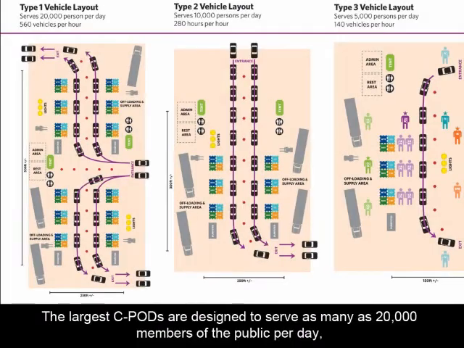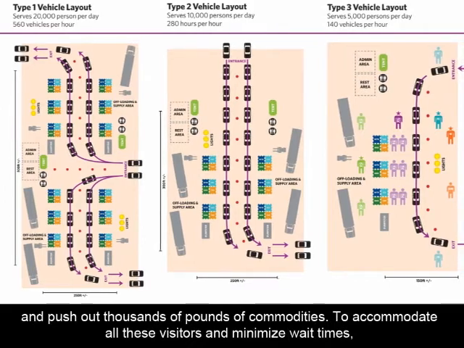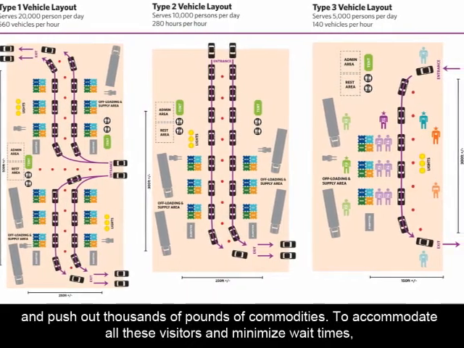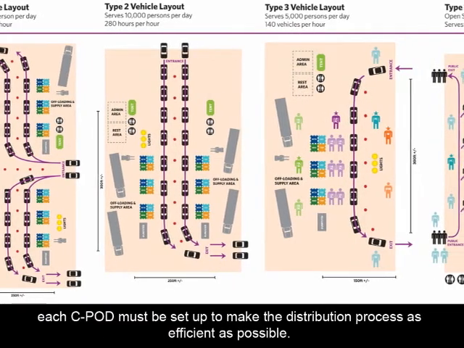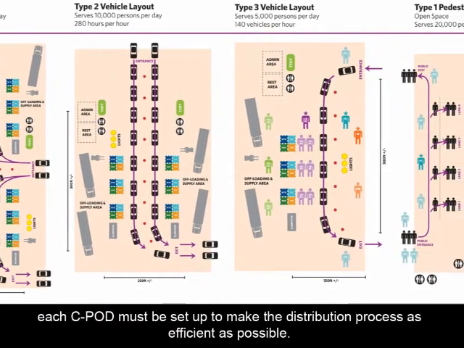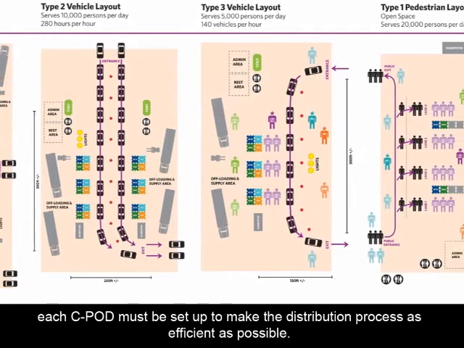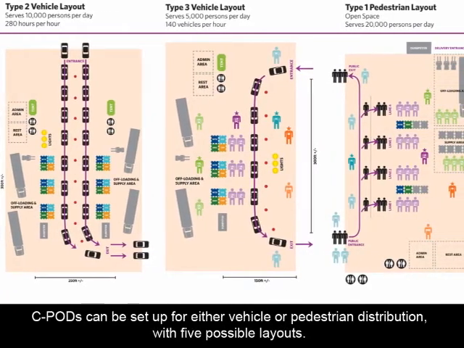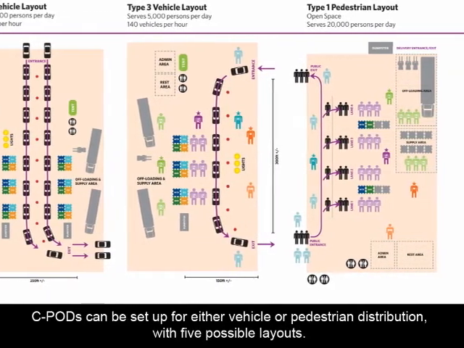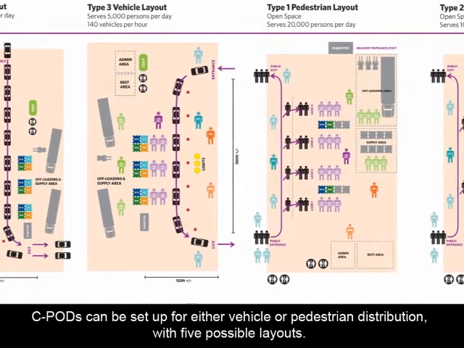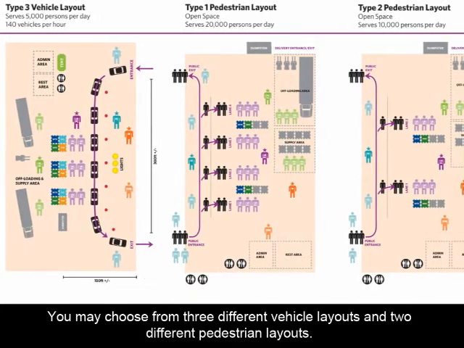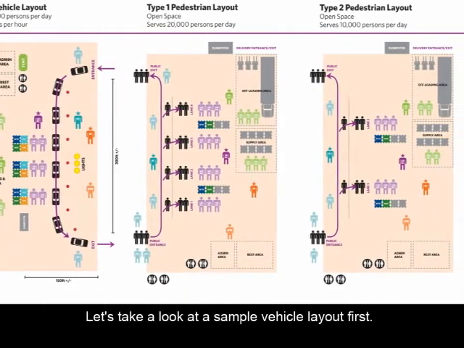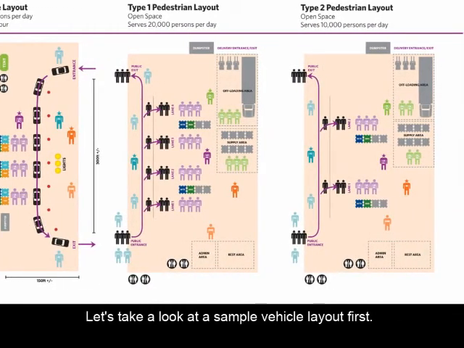The largest CPODs are designed to serve as many as 20,000 members of the public per day and push out thousands of pounds of commodities. To accommodate all these visitors and minimize wait times, each CPOD must be set up to make the distribution process as efficient as possible. CPODs can be set up for either vehicle or pedestrian distribution with 5 possible layouts. You may choose from 3 different vehicle layouts and 2 different pedestrian layouts. Let's take a look at a sample vehicle layout first.